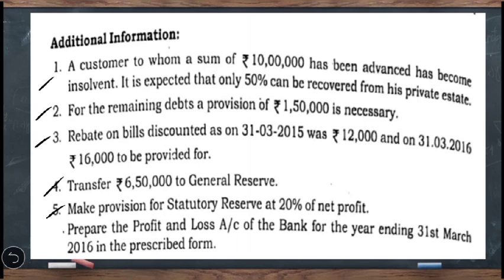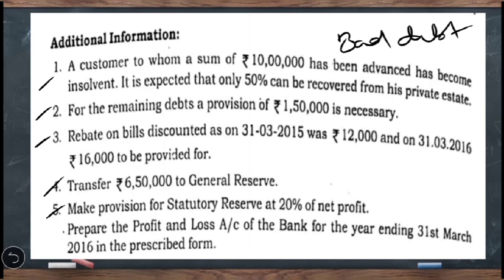The first adjustment given here is a customer to whom a sum of rupees 10 lakh has been advanced has become insolvent. So the bank had given a loan to the customer, but that person has become insolvent. Now the bank is expecting that only 50% can be recovered from his private estate. What about the remaining 50%? It cannot be recovered at all, so it has to be considered as bad debt. This bad debt again comes in provisions and contingencies. That is the first adjustment.